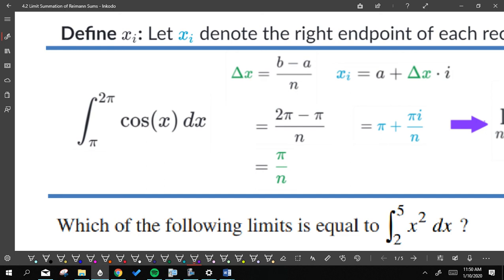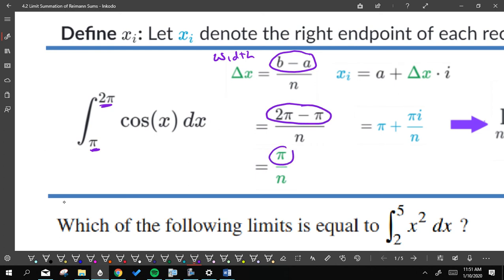How far does my integral span from when to when? Pi to 2 pi. So how much distance is there between pi and 2 pi? Pi. Okay, so this right here represents the width. We take our upper bound minus my lower bound. So we're going to take 2 pi minus pi, and that's going to tell me the width of this thing, which is pi. And I'm going to divide it by n rectangles.